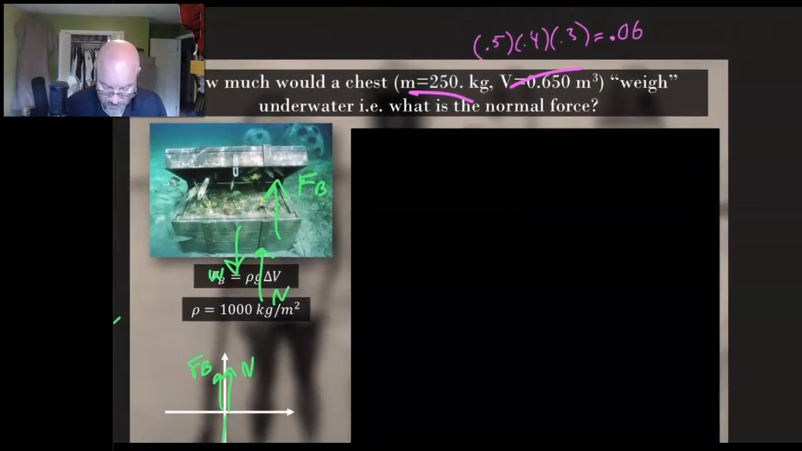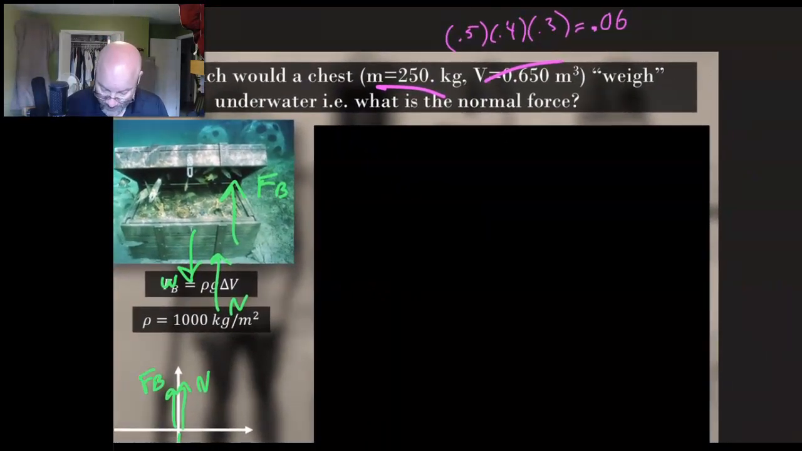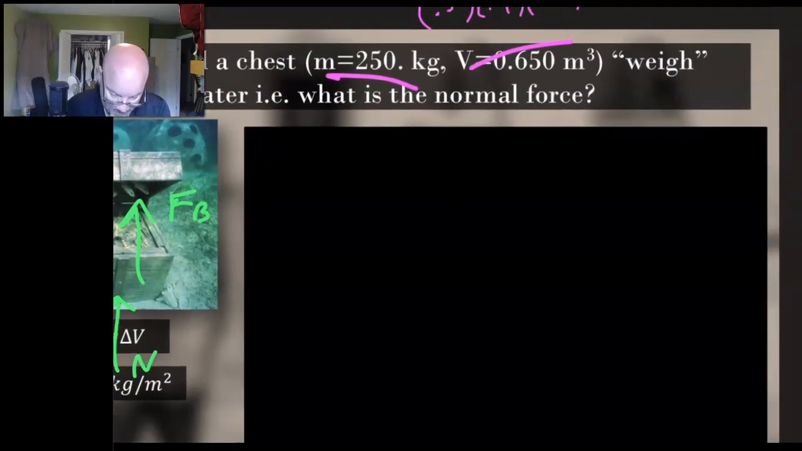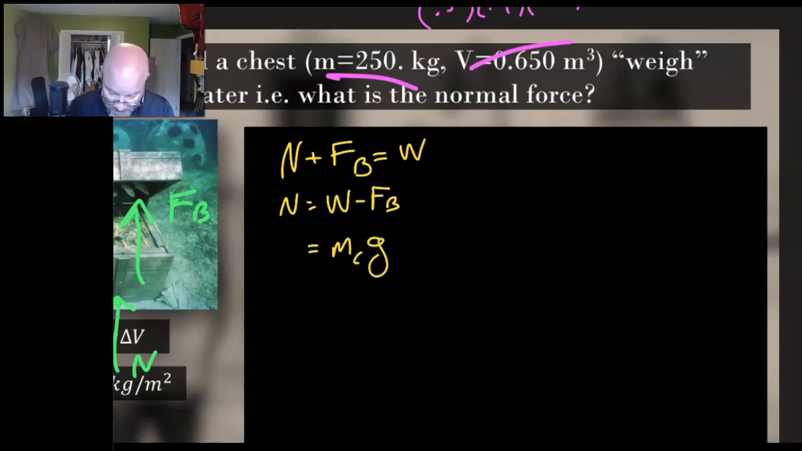So what I want to do is figure out the value of the normal force. From my free body diagram, I'm going to have my normal force plus the buoyant force equal to my weight. And so my normal force becomes the difference between my weight and the buoyant force. Our weight is the mass of the chest times g, minus the density of the water times the volume of the chest times g. So there's my normal force.